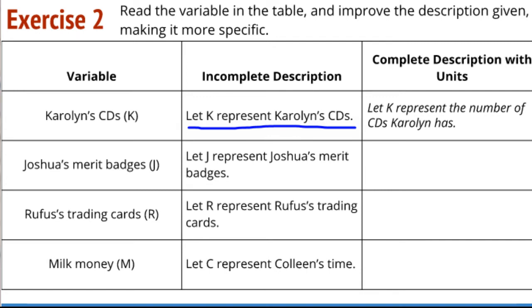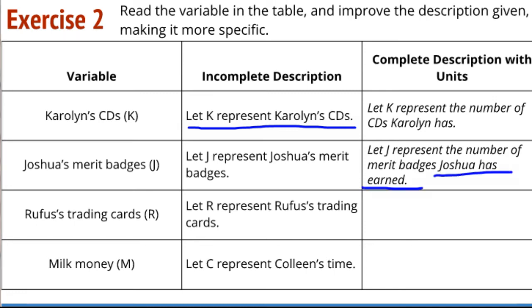All right, Josh's merit badges. Let J represent Josh's merit badges. Well, what about his merit badges? The number of merit badges he's lost, the number he still needs to earn, the number that he has earned. We're going to have Josh with the number of merit badges he has earned.